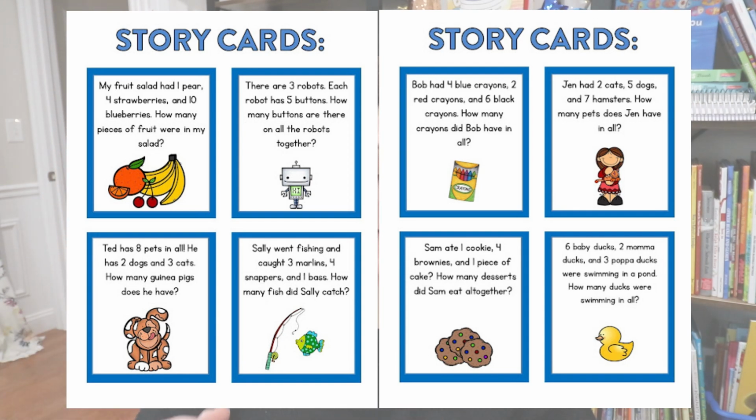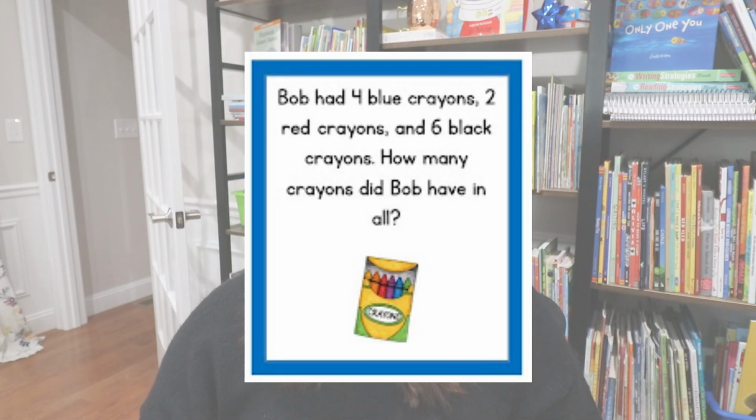When introducing these, I would probably pull out those mats again, and I would read the story problem aloud and have students go ahead and represent the problem on their mat. So for instance, Bob has 4 blue crayons, 2 red crayons, and 6 black crayons. How many crayons did Bob have in all? And I would just have them show that on their mat before giving us the solution.